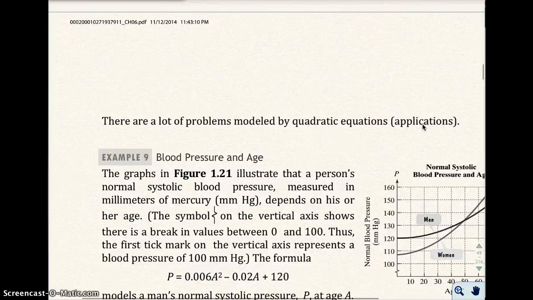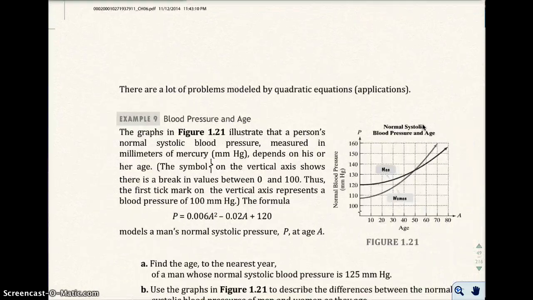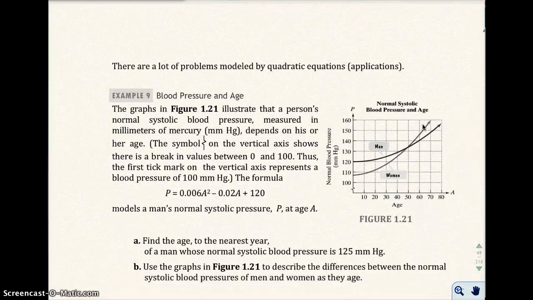Okay, there are actually some real-life applications using quadratic equations, but I'm getting close to the end of my 15 minutes, so we'll stop this video, and in the last part we'll finish up this section.